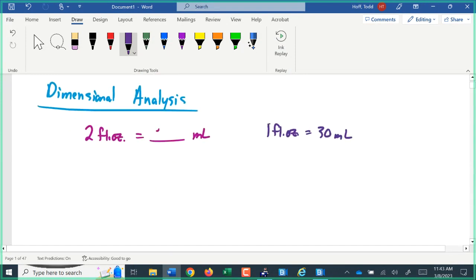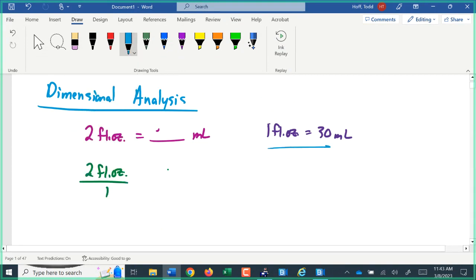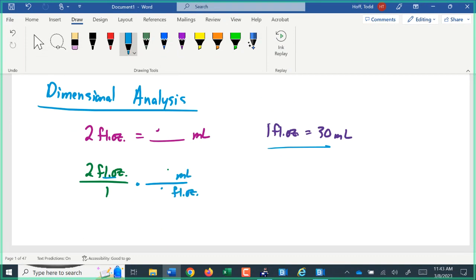And so then we took our 2 fluid ounces and we made it into a fraction. Put it in over 1. And then we use that equivalency as a conversion factor. We're getting rid of fluid ounces, so we put fluid ounces on bottom. Going into milliliters, 1 fluid ounce was 30 milliliters. The fluid ounces canceled out. 2 times 30 milliliters was 60 milliliters. Over 1, so just 60 milliliters.